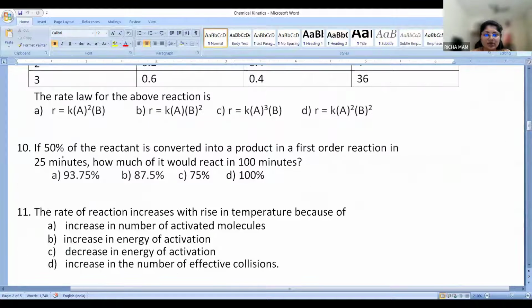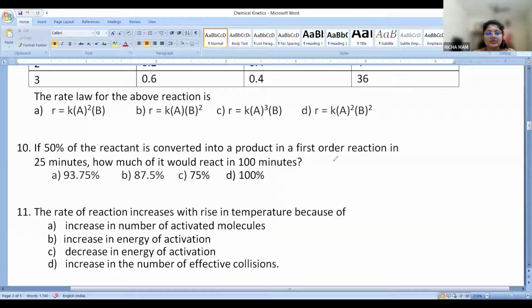Same question type. If 50% of the reactant is converted into product in a first order reaction in 25 minutes, how much of it would react in 100 minutes? In the previous question they had asked you the time. Now they have asked the percentage, how much has reacted in 100 minutes. How are you going to solve this?